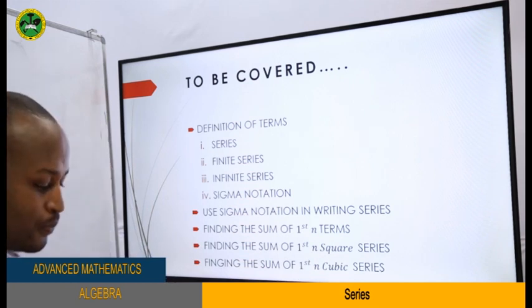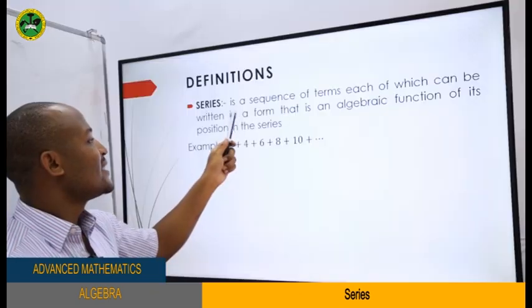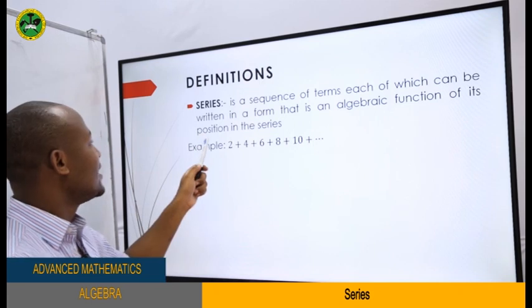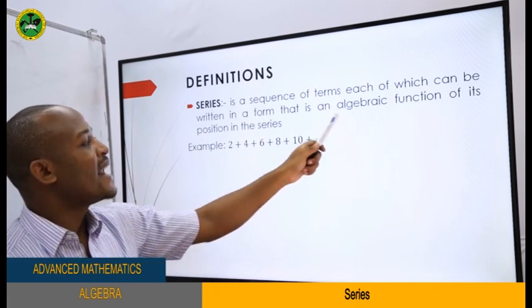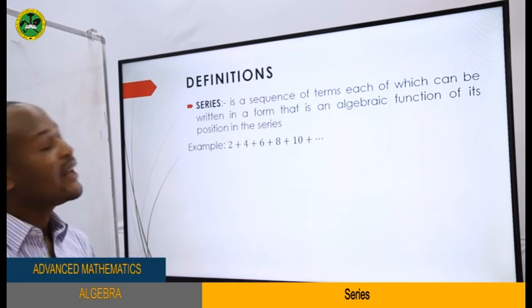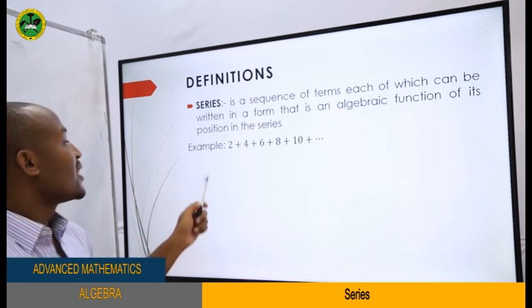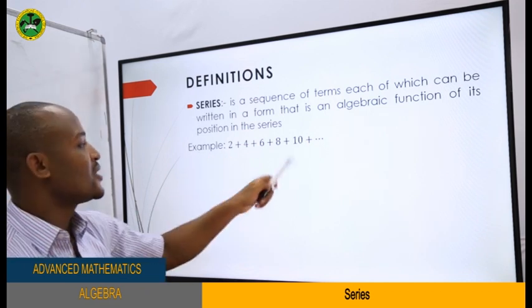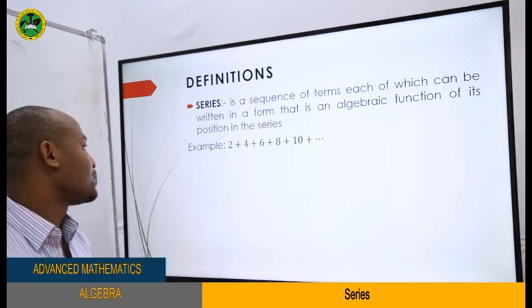So be with me. Definitions. A series is a sequence of terms, each of which can be written in a form that is an algebraic function of each position in a series. That means the position of the term in a series determines it through an algebraic function.